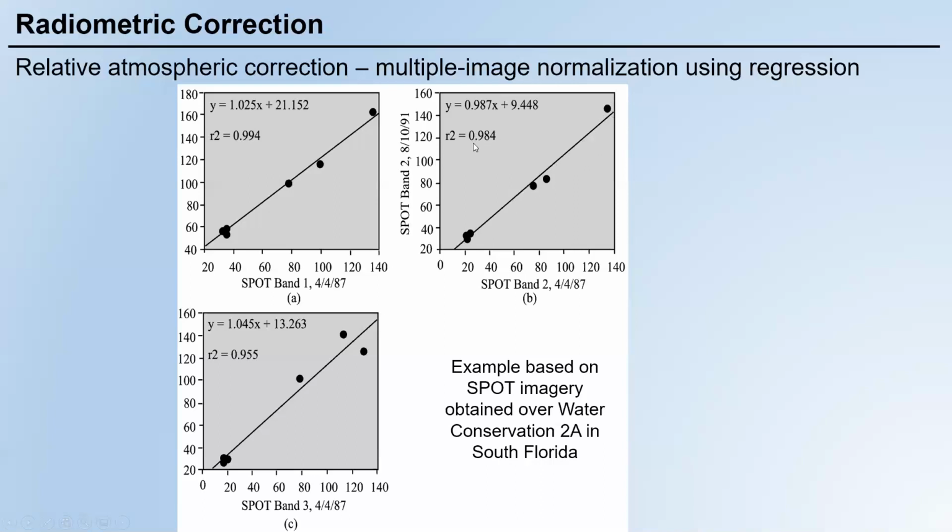And the R square, the strength of correlation, is very strong, 0.984, very close to 1. So it means that the targets you have chosen are good targets. They did not change a lot in terms of reflectance between these 2 days. There is small change, but it's okay. You can use this empirical model to do the atmospheric correction.